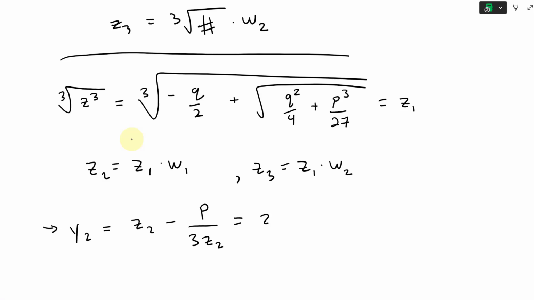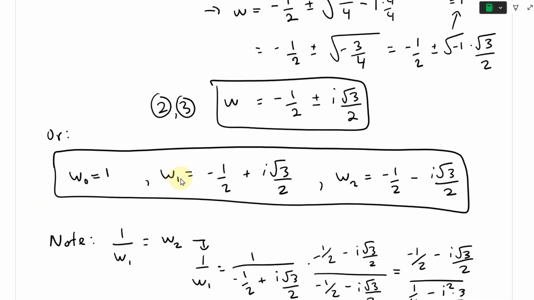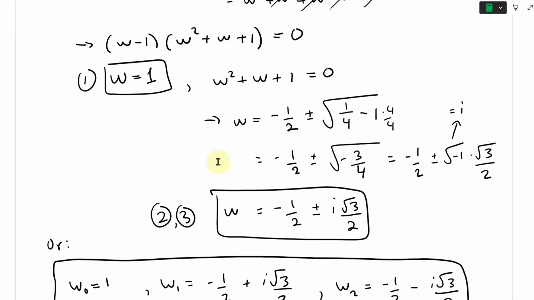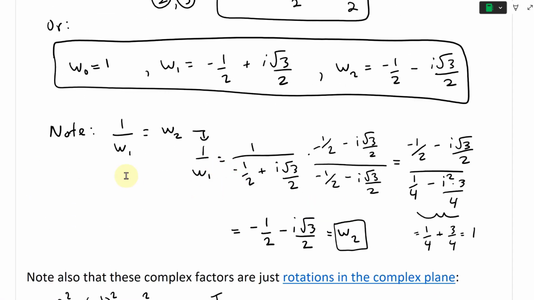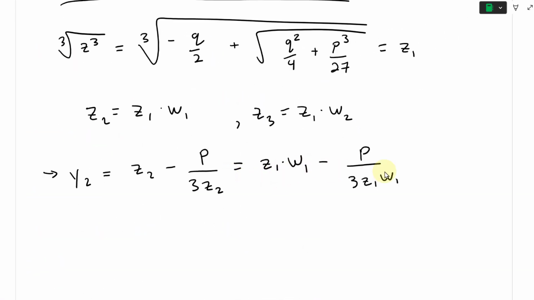So now this equals z1 times w1. This is the first one there. Then minus p times 3 z1 w1. And we also know that we solved earlier that w1 over... where is that number? Yeah, this right here. So we also note that 1 over w1 is equal to w2. So in our case, we have the z1 w1 now divided by 1 over w1. So this equals 2.